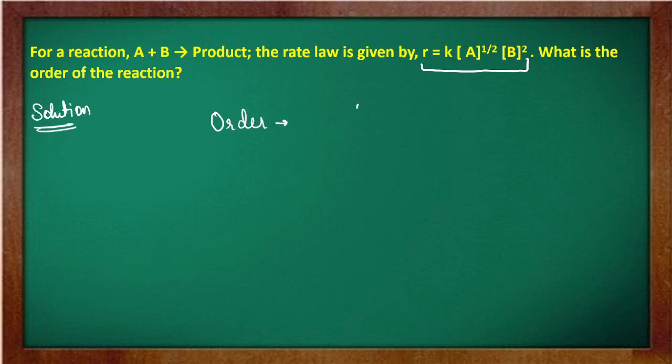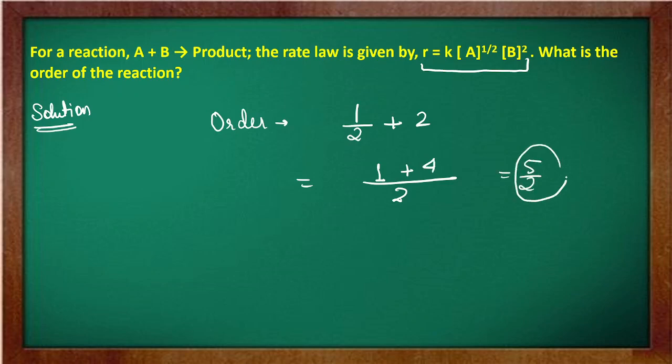So now what is the power of A here? 1 by 2. So order will be equal to 1 by 2 plus 2. Now if you take the LCM, you will get 2 plus 1 plus 4, that is equal to 5 by 2. So here the order of the reaction will be 5 by 2, and this will have no unit. Order of a reaction will have no unit.